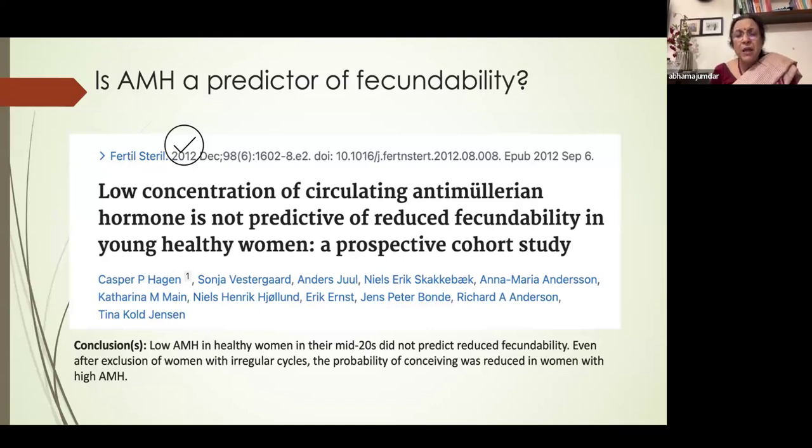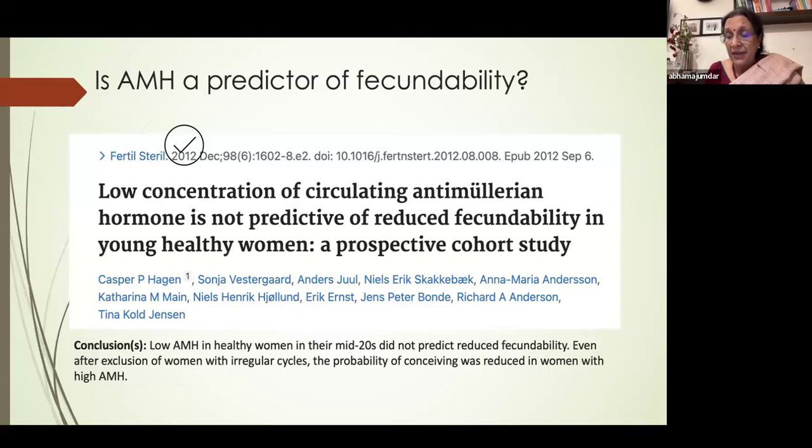So if a woman in her 20s comes with a 1 nanogram AMH, please do not panic. Even after exclusion of women with irregular cycles, probability of conceiving was reduced in women with high AMH. So, they said high AMH with irregular cycles will have a reduced fecundability, like PCOS women who don't ovulate. But those who have a low concentration of circulating AMH and they are having regular menses, their fecundability, this is absolutely natural cycles where you've not touched them with a medicine.